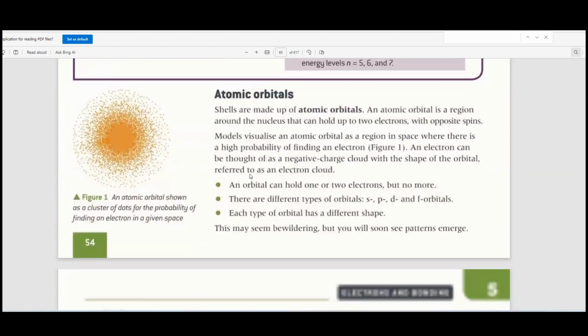So, atomic orbital. Shells are made up of atomic orbitals, and an atomic orbital is a region around the nucleus that can hold up to two electrons with opposite spins. Now it's getting slightly interesting. If you see, all the electrons are mostly in the form of pairs.